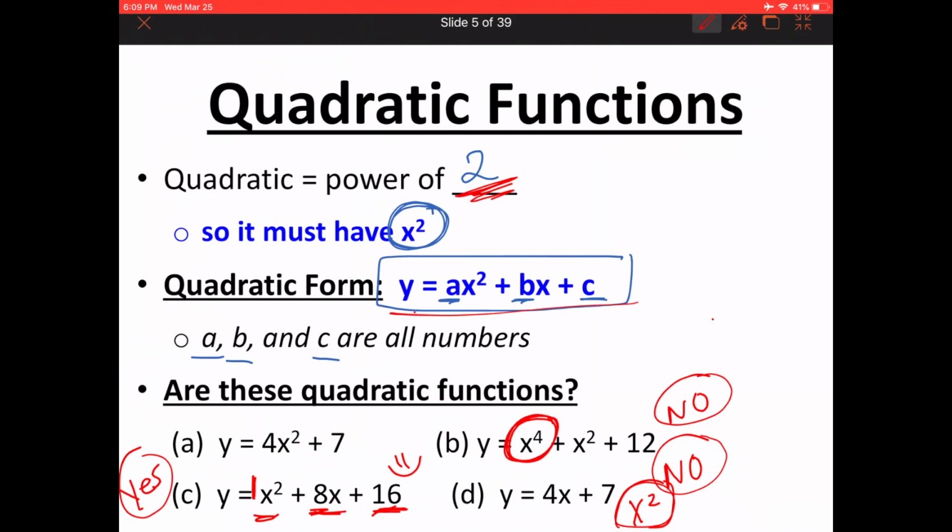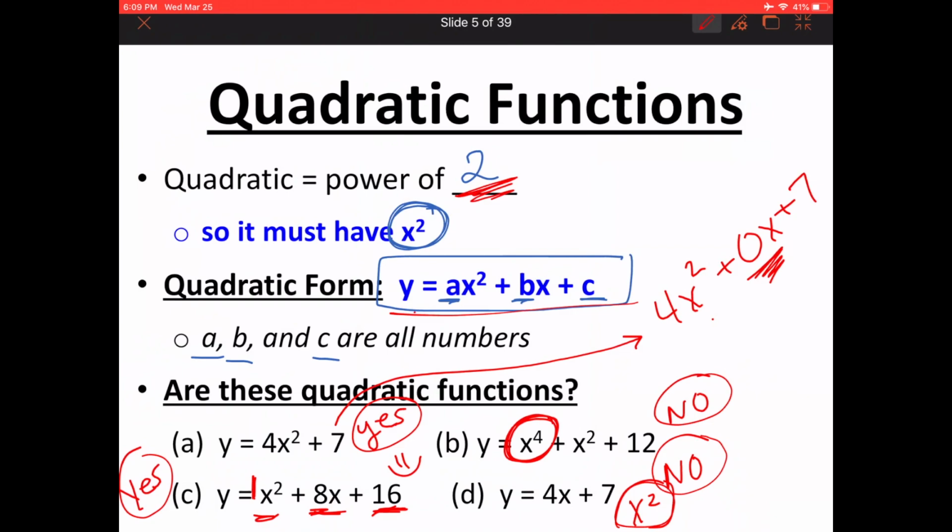Example A might be the trickiest, because we might be split down the middle on whether it's a yes or a no. But example A actually is a quadratic function, because the only difference is the number in front of x. Notice what we have here: 4x squared plus 0x plus 7. So it is still in quadratic form, it's just that the number in front of x is a 0, so they are able to make that invisible.